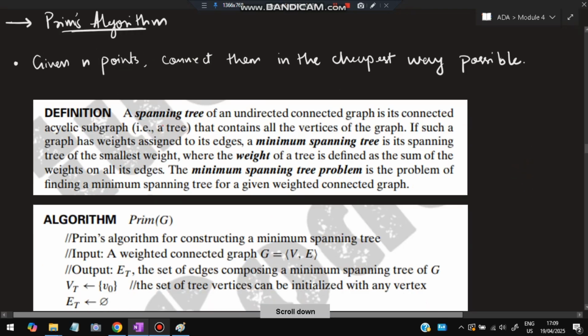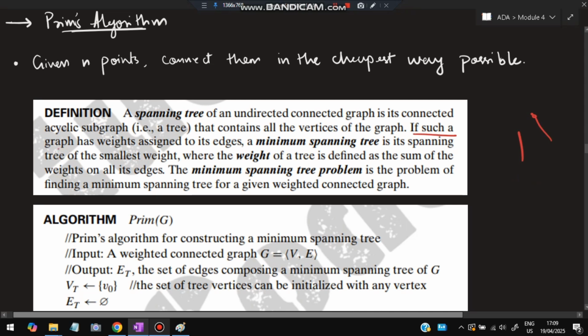They can ask you the definition of spanning tree. In the previous exam paper, they asked the definition: a spanning tree is an undirected connected acyclic subgraph. Acyclic graph means what? The graph which does not have a cycle. This is acyclic, and this is cyclic because it has a cycle in it. And it contains all vertices of the graph, so all the vertices should be connected at the end. None of the vertices should remain unconnected.